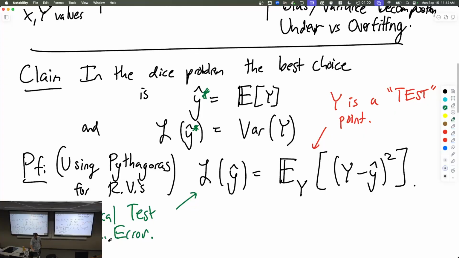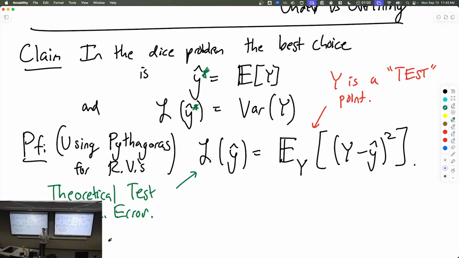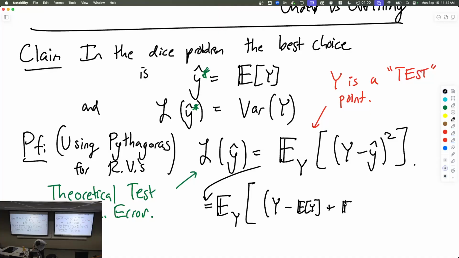So here is the trick. This is a mathematician's favorite trick, which is you add and subtract 0. I can take this thing and rewrite it. This is equal to the expected value over y of (y minus the expected value of y, plus the expected value of y minus y hat) squared. First of all, you should believe me that these two things are equal. Why? I subtracted a number, and then I added the number back on. For the regular dice, I'm adding and subtracting 3.5. For the four-sided dice, I would be adding and subtracting 2.5. Whatever the mean of y is, I'm adding and subtracting it. So it's totally true. You can't argue with me about the truth of that statement.